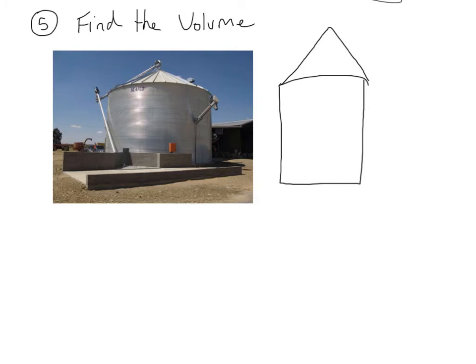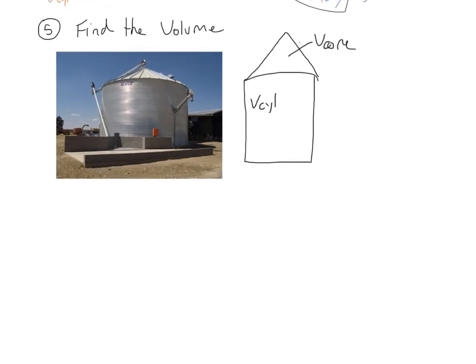So how do we do this? Well, we're going to break it up into two parts. We're going to find the volume of this cylinder, and then we're going to find the volume of this cone. So let's work on the cylinder first. Let's say the cylinder is 29 feet tall.